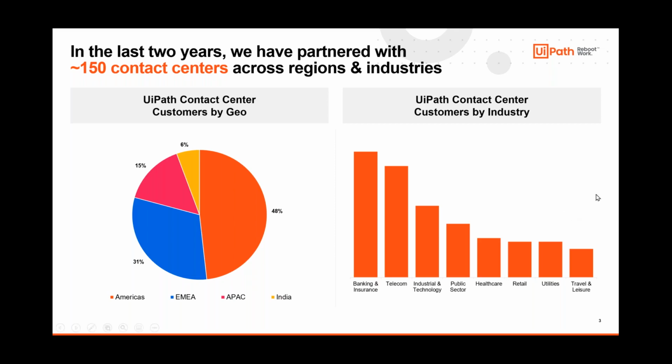But then, probably not surprisingly, within industries, banking and insurance and telecom tend to have the most agents, or tend to have the largest contact centers. So not surprisingly, they tend to make up most of our customers. But you can also see that we have quite a few customers in other areas.